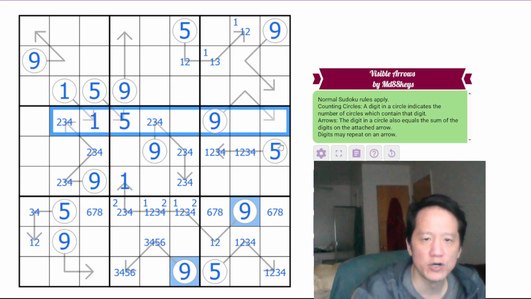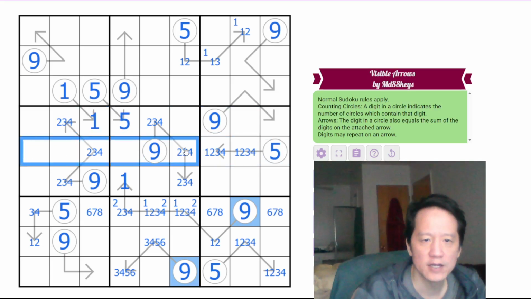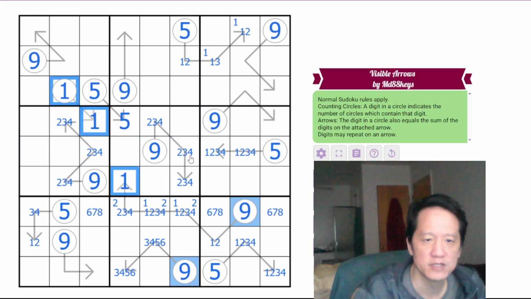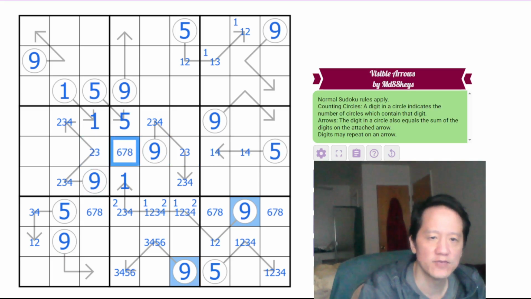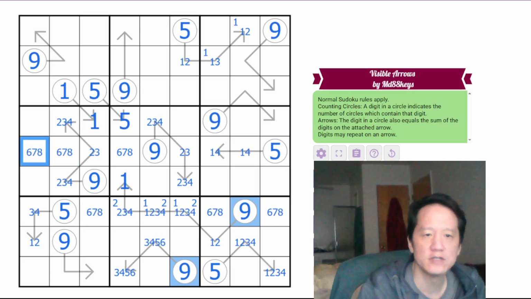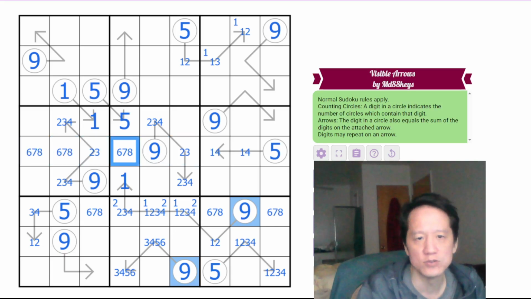Where is the 1 in row 5? It cannot be any of these cells because of the 1s in the box. It must be here. So this must be a 1, 4 pair, which eliminates 1 and 4 in the rest of the row. We then have a 6, 7, 8 triplet in the rest of the row because we have a 2, 3, 2, 3 pair here.